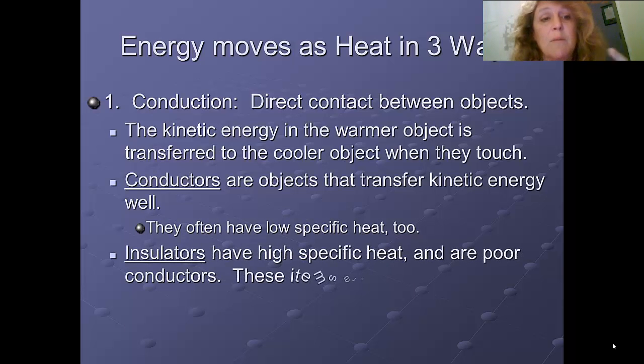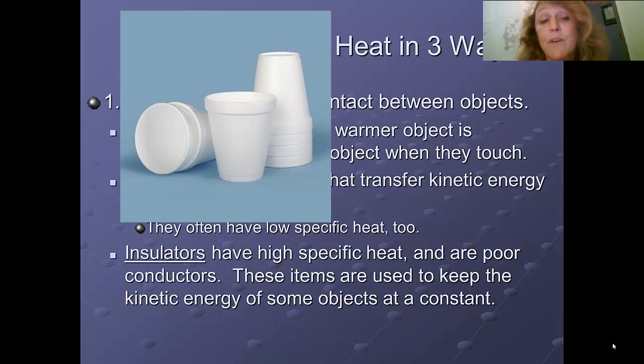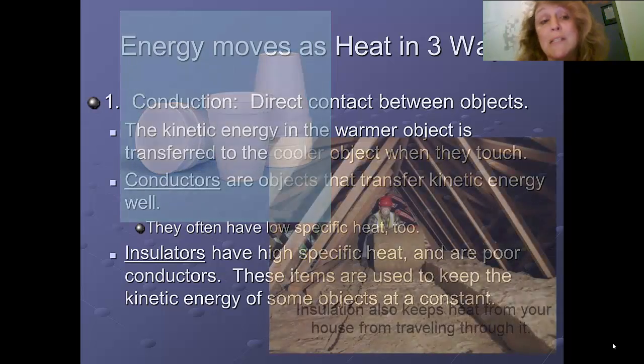insulators. Conductors have a low specific heat because it doesn't take a lot of energy to raise the whole thing up 1 degree Celsius. Insulators have very high specific heat. It takes a lot of energy to heat them up because they don't conduct energy well. They are very poor conductors. These items are used to keep the kinetic energy of some objects constant. Styrofoam cups, for example. Styrofoam has a very high specific heat. It's an insulator, which means the heat that's inside the cup doesn't transfer to your fingers on the outside of the cup.